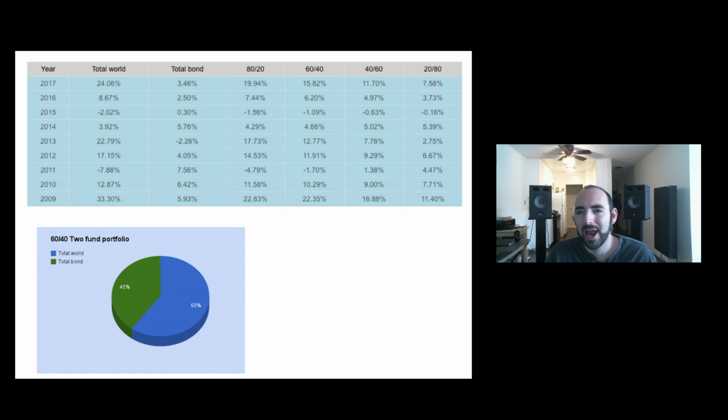Now, depending on how your portfolio is allocated based on the structures that we went over previously, if you were allocated 80-20 in stocks bond, your money would have grown almost 20%. If you were allocated 60-40, your money would have grown almost 16%. If your money was allocated 40-60, you would have grown 11.7%. And if your money was allocated 20-80, you would have grown 7.5%. So as you can see, there are some negative years, but for the past 9 years, it's mostly been positive growth.